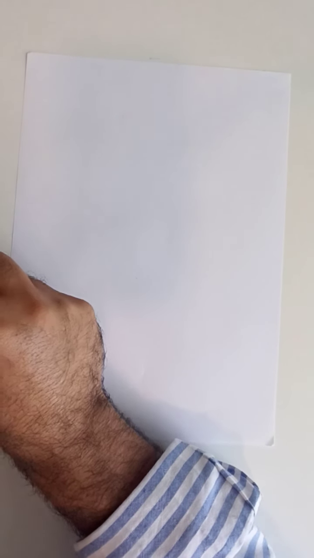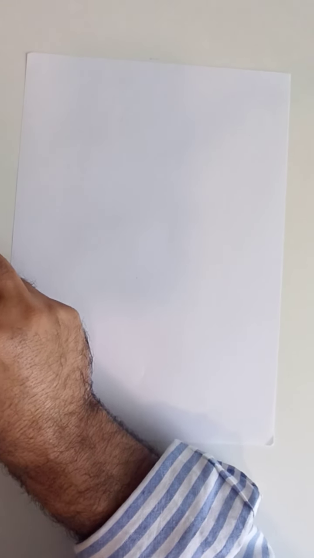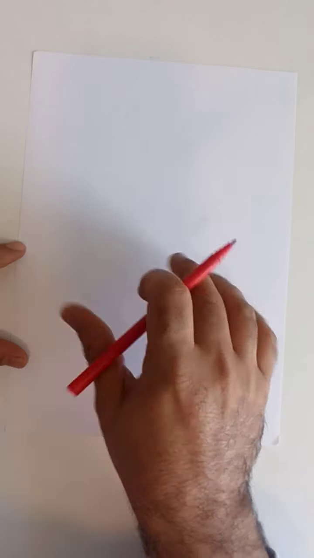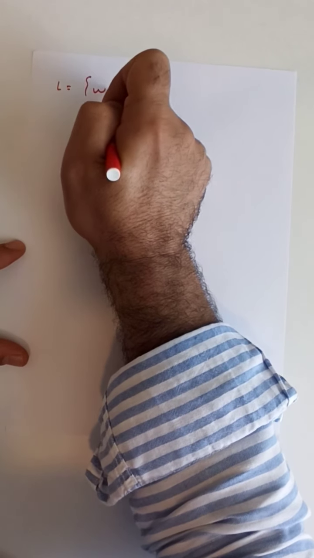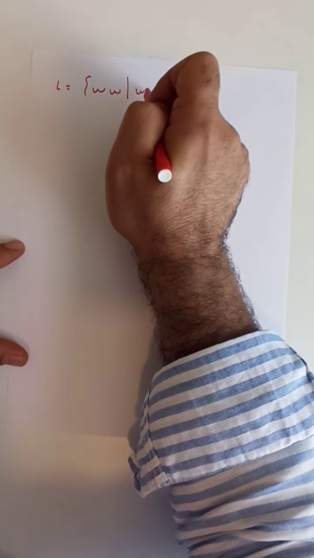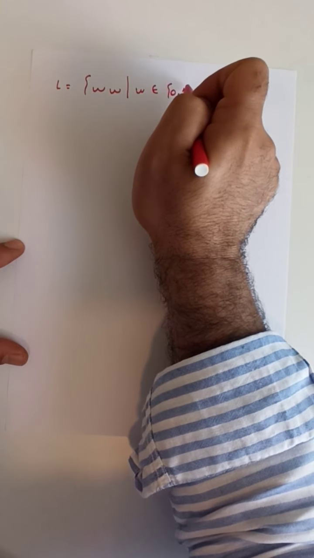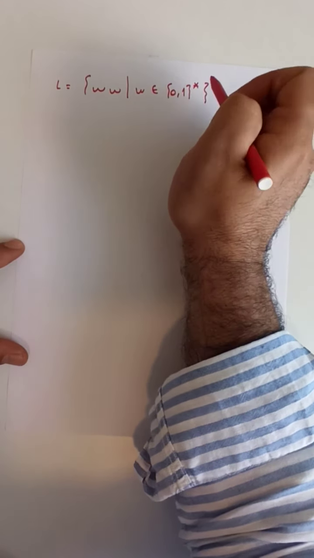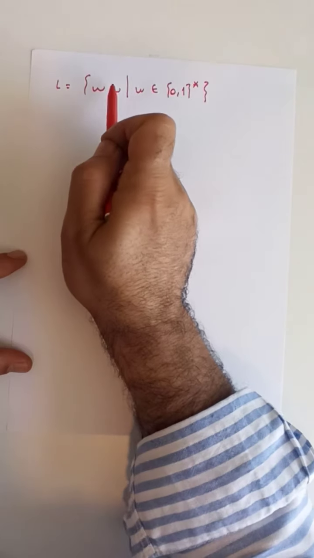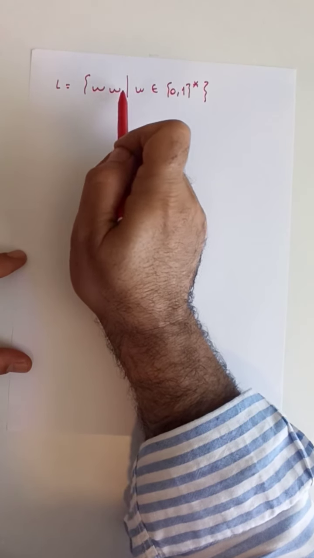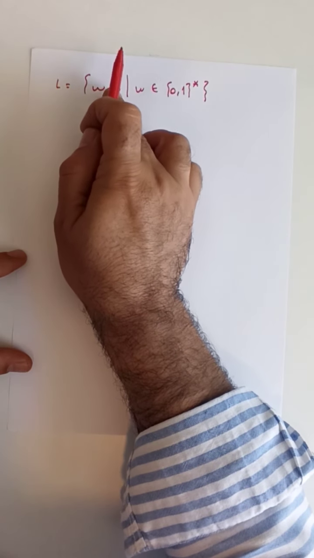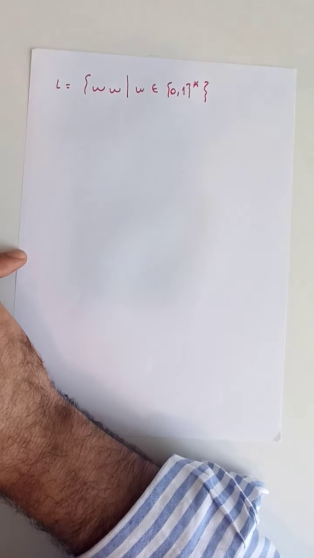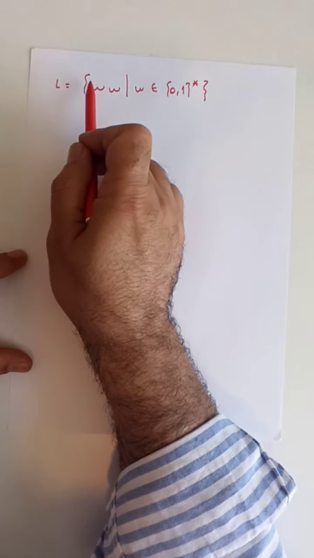Let's see another example where, given a language, we want to prove that it is not context-free. The language is defined as follows. L is ww such that w is in {0,1}*. We want strings such that if we divide the string into two equal parts, the first part should be exactly the same as the second half of the input string.